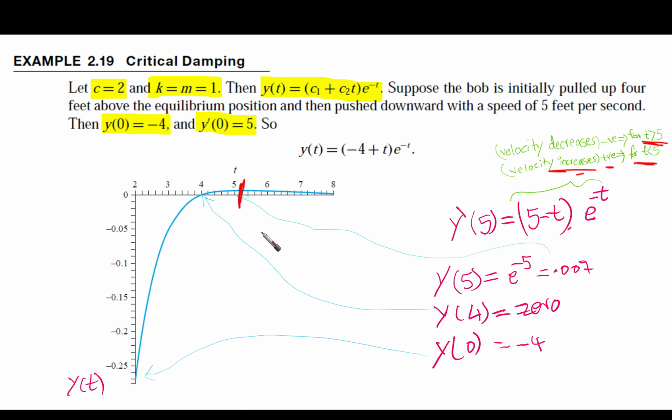Okay, so this means that since y of t is decreasing to 0 while t is reaching infinity, the bulb moves with decreasing velocity. The bulb is moving with decreasing velocity back toward the equilibrium position as time increases, right? That's what we want to highlight. Okay, so now this is the critical damping case.